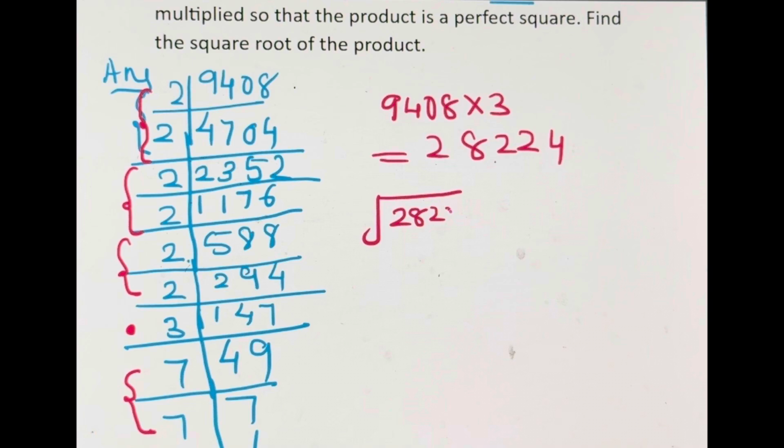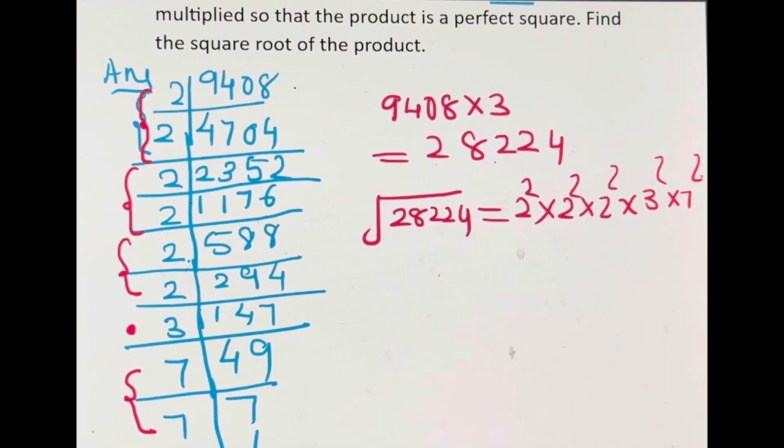Now you will not go again and find out the prime factors. We already found out the prime factors, the pairs, and we have multiplied by 3. So we have all the pairs. So 2 square, 1 pair, this is second pair, and this is the third 2 square. And then 3 square and 7 square. So to find out the square root, we take only 1 out of that.